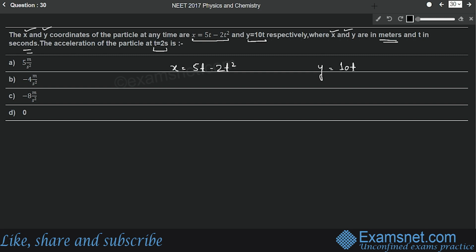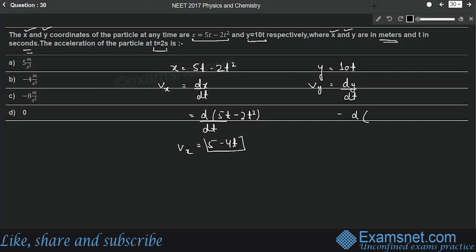Okay, so we can find the velocity for each coordinate. Vx will be equal to what? dx by dt. So on differentiating 5t minus 2t square, what do we get? We'll get 5 minus 4t. Okay, so this is the velocity. Similarly, this side Vy will be equal to dy by dt. That means we'll differentiate 10t. So here we get 10 only.